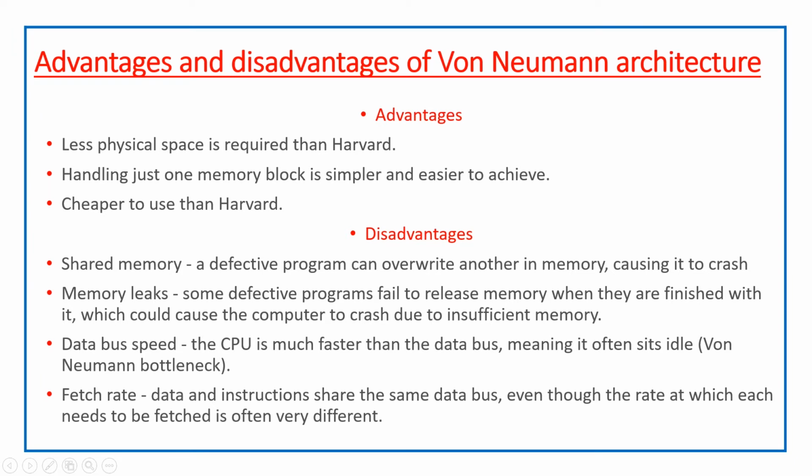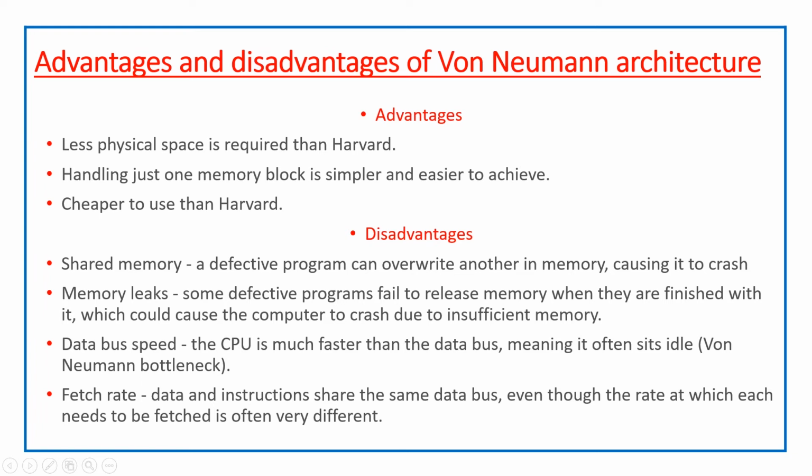Now this slide says the advantages and disadvantages of von Neumann architecture. So what are the advantages of von Neumann architecture? First point is less physical space is required than Harvard architecture. So what is Harvard architecture? It is another type of architecture, unlike von Neumann architecture, that features two different memories for data and instruction. So von Neumann architecture occupies less physical space than the Harvard architecture.